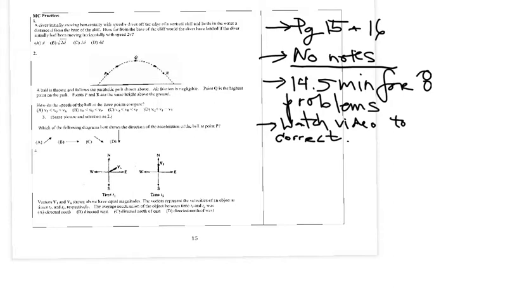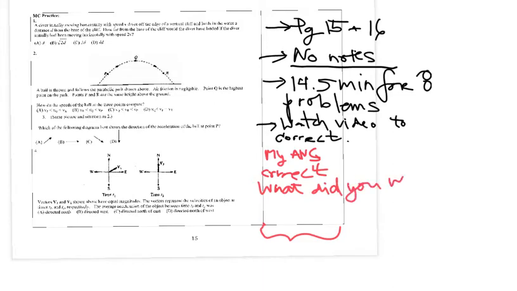Then you're going to come back, watch this video to correct yourself, and in these margins on the side, you may have been wondering, what are these margins on the side for? What you're going to do is write your original answer, my answer, the correct answer, and you're not going to correct it, but what did you miss? So I want you to reflect on whether you used the wrong equation or you didn't read a certain word that said something was at rest.